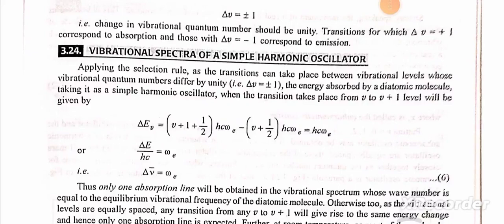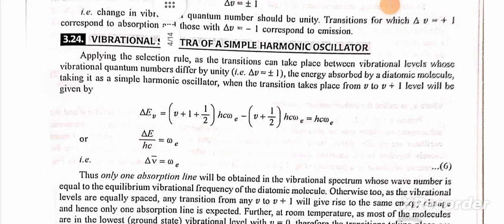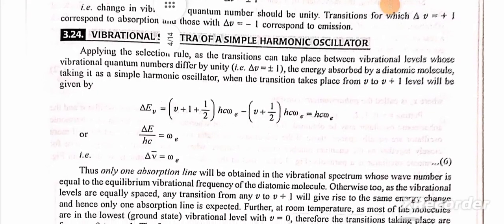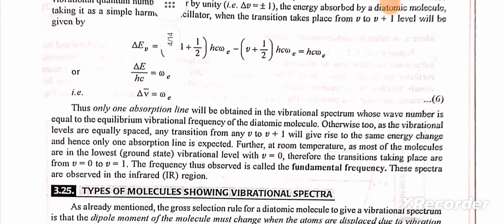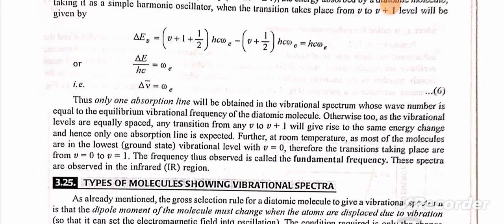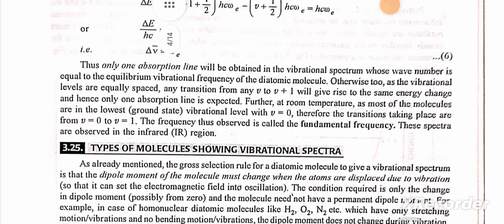Vibrational spectra of a simple harmonic oscillator. Applying the selection rule, as the transition can take place between vibrational levels whose vibrational quantum numbers differ by unity, the energy absorbed by a diatomic molecule, taking it as a simple harmonic oscillator, when the transition takes place from v to v+1 level, will be given by this. Thus, only one absorption line will be obtained in the vibrational spectrum, whose wave number is equal to the equilibrium vibrational frequency of the diatomic molecule.